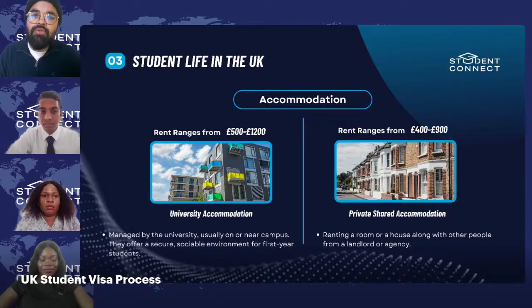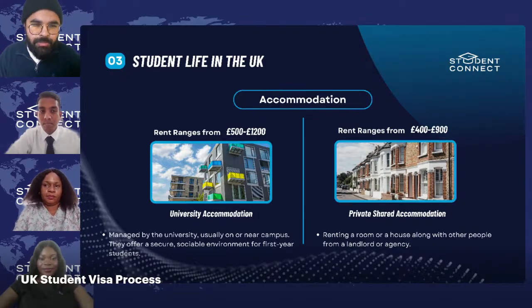Right after that, if you cannot secure university accommodation or you do not have the budget, you can always go for private shared accommodation. Basically, you can rent a whole home with 2 or 3 bedrooms, usually students, and you can share those rooms with some other people.